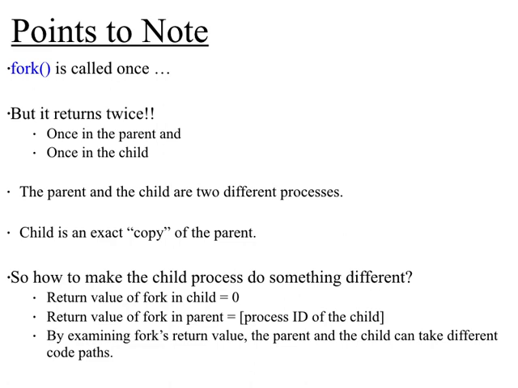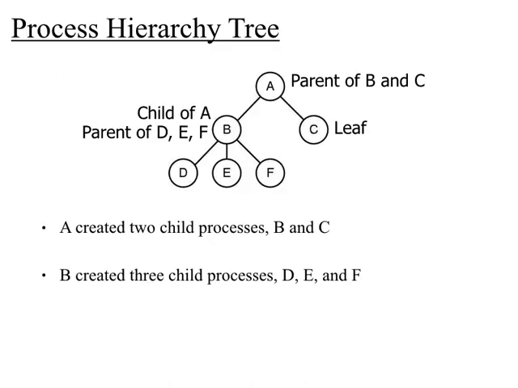Now that we know how the fork system call works, we are ready to understand the notion of a process hierarchy tree. What this means is that every process has a parent process, and if it uses a fork system call, it would have a child process. At the top of the hierarchy tree is the initial process that is started by the operating system. Usually this is called the init process.